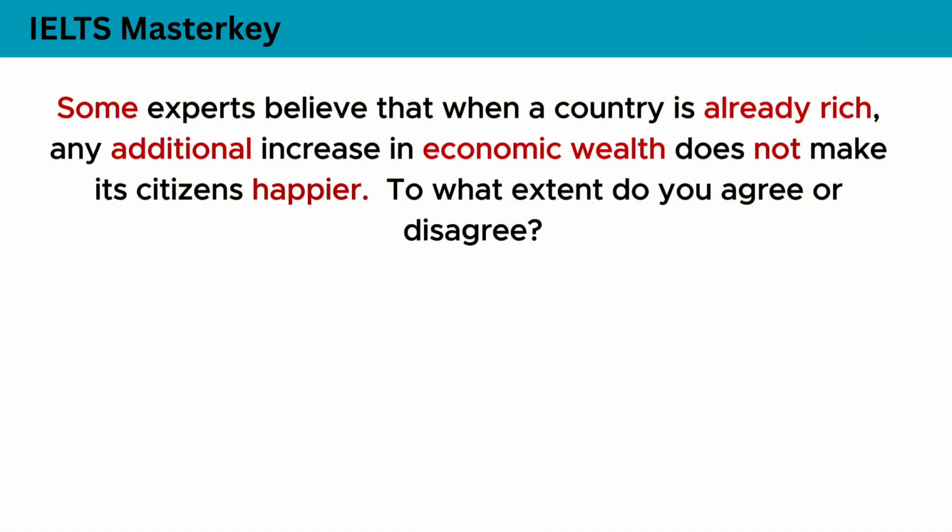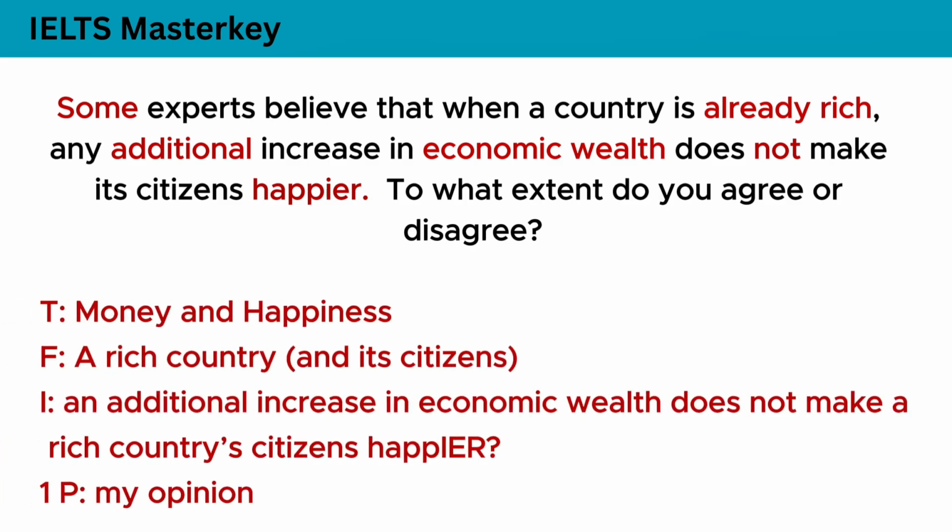The next key phrase is additional increase in economic wealth. And what kind of increase are we talking about? Economic one. And then notice the phrase does not make its citizens happier. So the adjective happier is comparative, which implies that the citizens of this country are already happy to some extent at least. So the question is essentially asking whether giving them even more economic wealth would make them any happier.